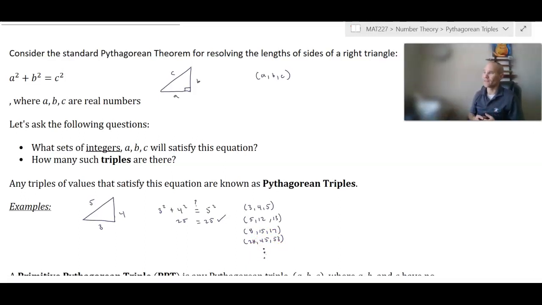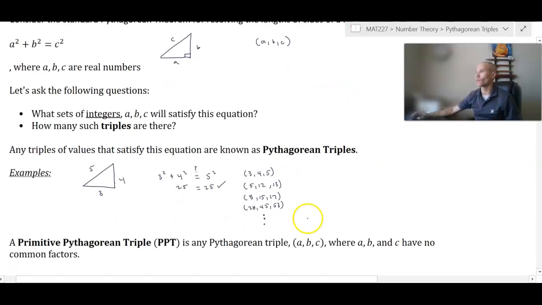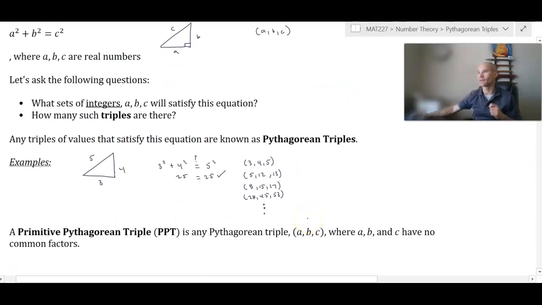For the purpose of this concept, let's zoom in a little bit on specific types of Pythagorean triples that will make our process just a little bit easier for now. Let's define something called a primitive Pythagorean triple. So a Pythagorean triple is any triple of numbers that satisfy the Pythagorean theorem, that are all integers. And a primitive Pythagorean triple will be a Pythagorean triple, so a triple of integers that satisfy the Pythagorean theorem, and also, A, B, and C have no common factors.